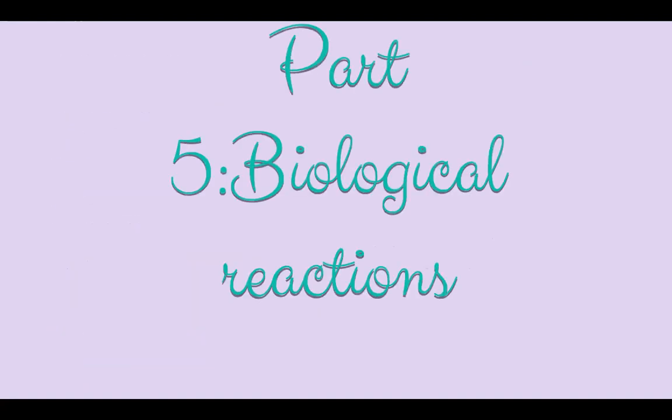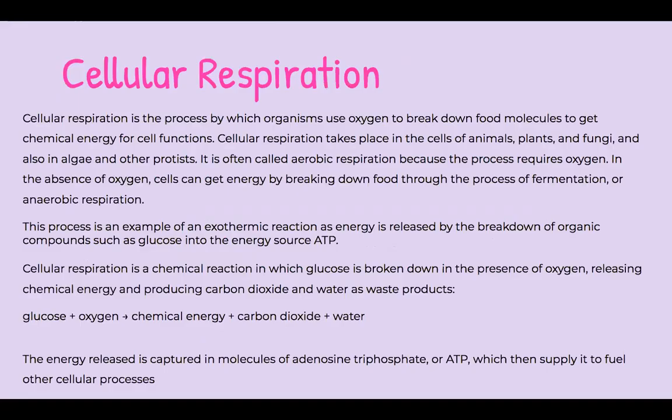Okay, so part 5, biological reactions. Cellular respiration. Cellular respiration is a process by which organisms use oxygen to break down food molecules to get chemical energy for cell functions. It's often called aerobic respiration because the process requires oxygen. In the absence of oxygen, cells can get energy by breaking down food through the process of fermentation, or anaerobic respiration. This process is an example of an exothermic reaction as energy is released by the breakdown of organic compounds such as glucose into the energy source ATP.